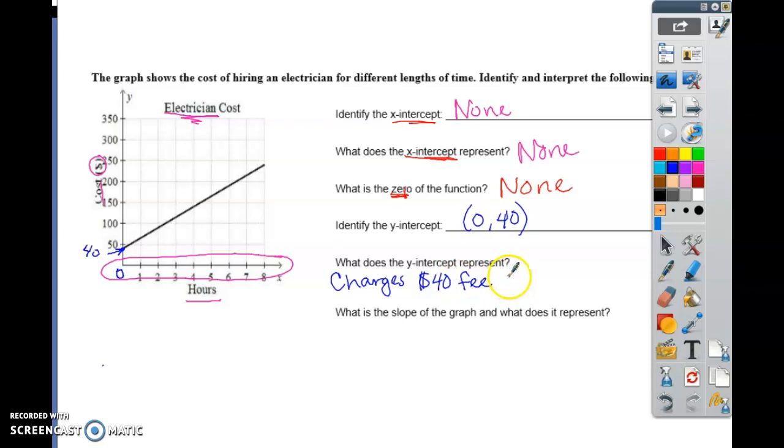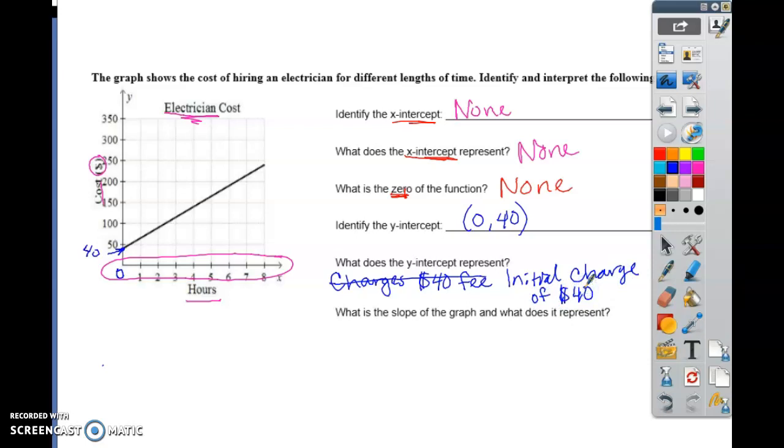I don't know how to say it. To check it out, to come out and look at it without any work, no hours. How can we say it? Initial charge of $40.